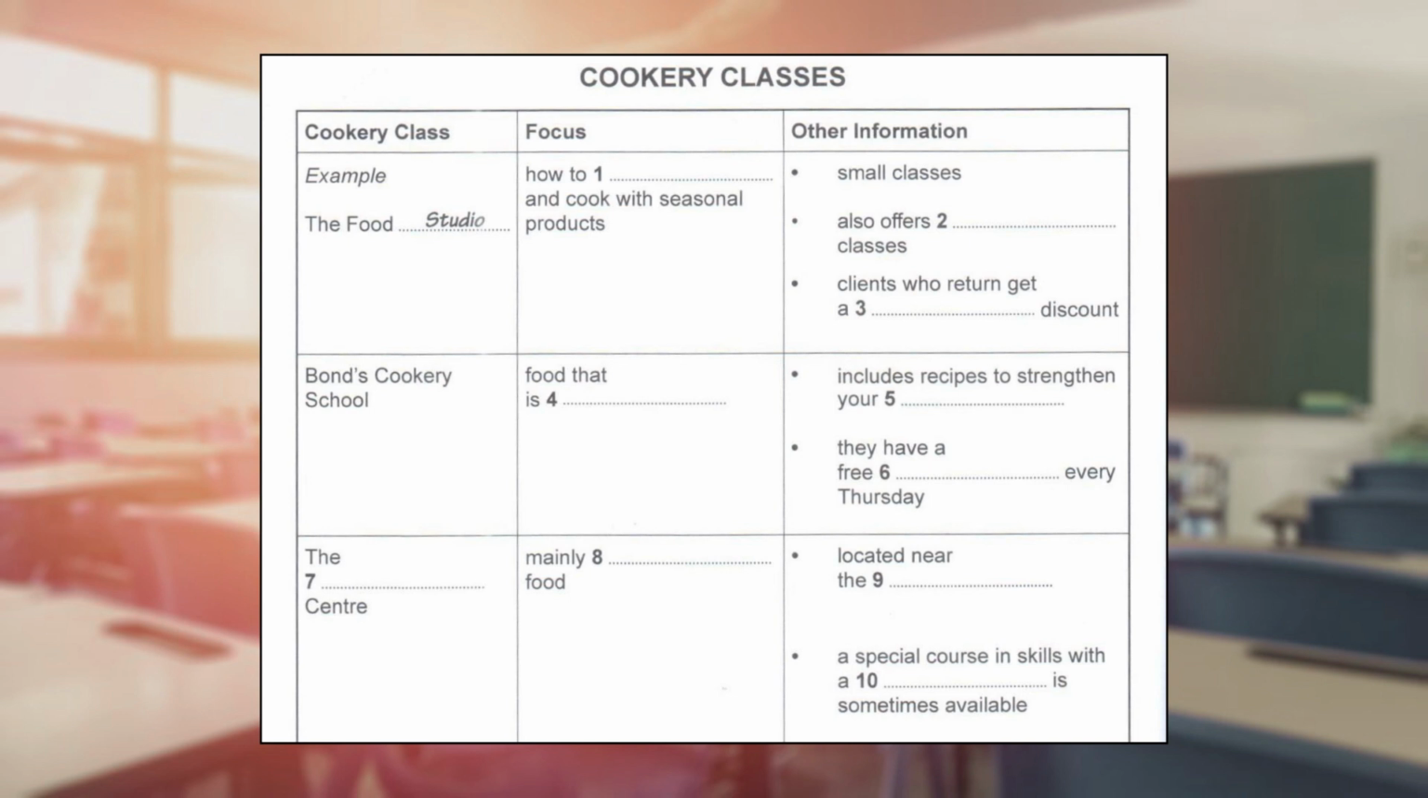Now if we look at this example, here we have to fill the information in a form. The headings are given in the column and the information about it is given under it. Now again, we can know that this recording will talk about 3 cookery classes, their focus and some other information about these 3 classes. Name of the classes is in the first column, their focus is in the second one, and other information will make up the last column.